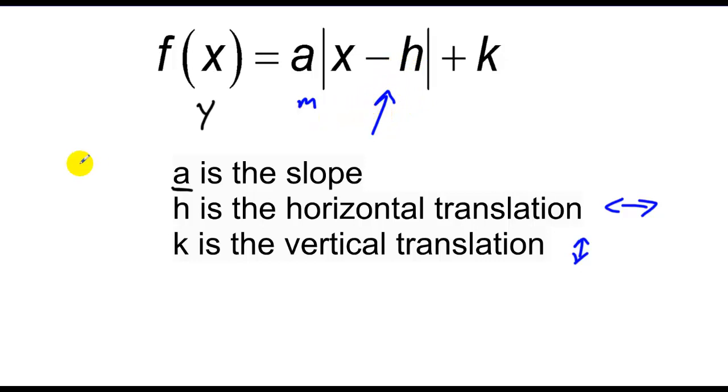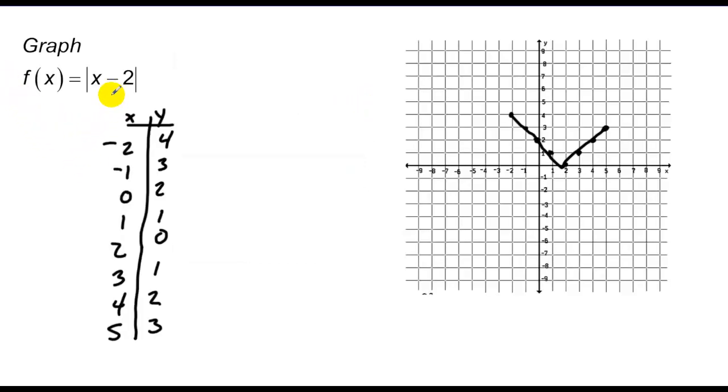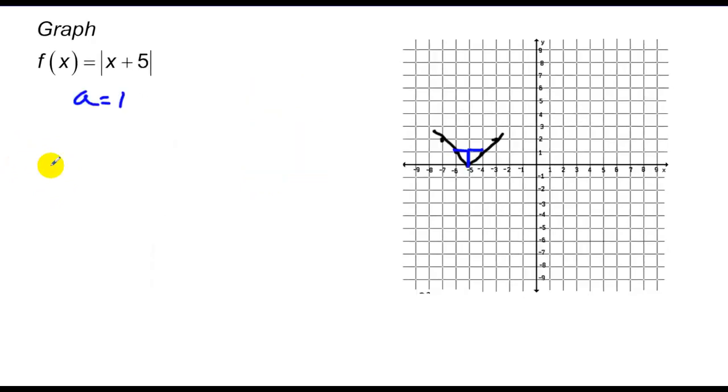Now let's look at our previous examples once again. So in this case, we had an H value equaling 2 because a 2 followed a subtraction sign. Therefore, my vertex moved to the right 2. In the next example, though, you're going to notice that there was no subtraction. But if I was to make a subtraction, I'd have a minus 5 equals a positive 5. So H in this case was a negative 5, and my vertex moved to the left 5.